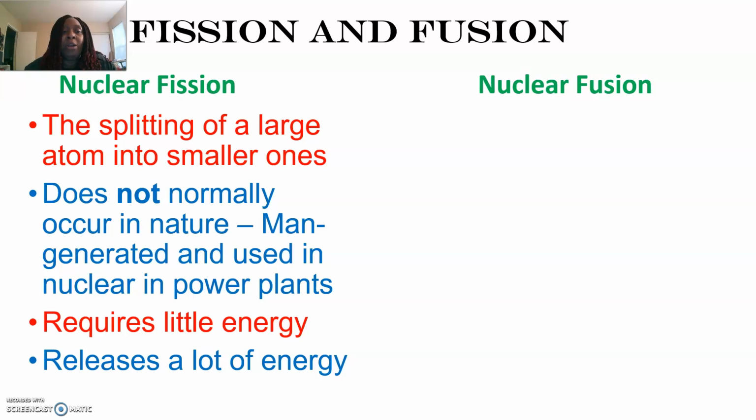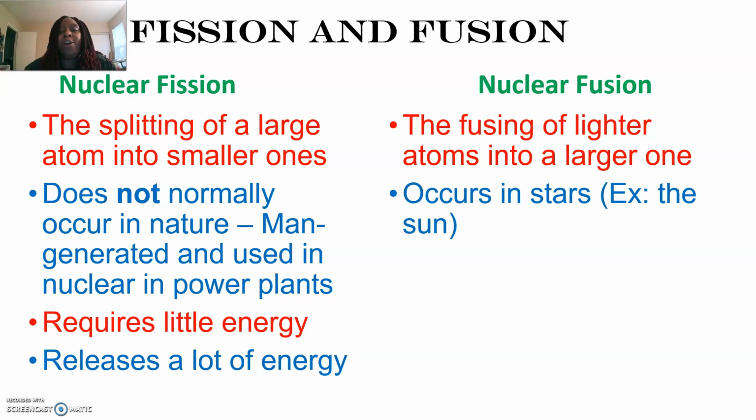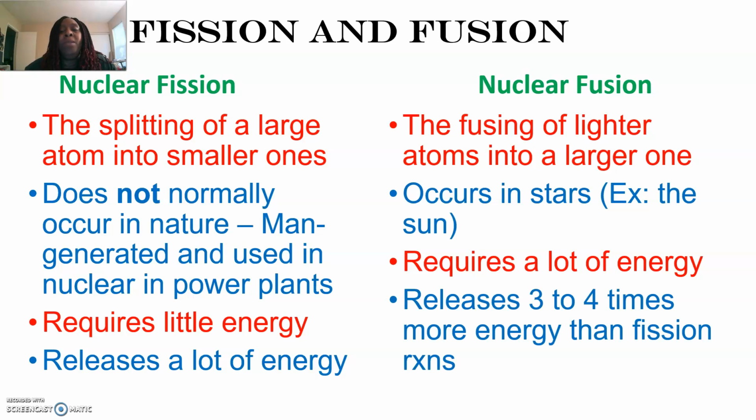We're splitting a large atom into smaller ones, even though the process is going to be tedious and requires equipment, it is in general going to require less energy and is going to release a ton of energy. When we talk about nuclear fusion, we are fusing lighter atoms into a larger one. It occurs in stars, okay? So it happens in the sun all the time, which hopefully you guys remember from Earth science is just a big star. This, unfortunately, is going to require a lot of energy, but it releases 3 to 4 times more energy than fission reactions, okay?